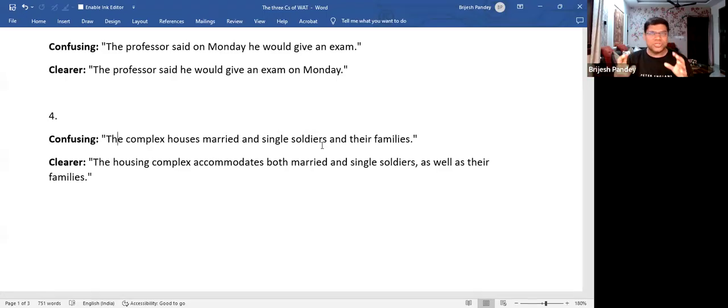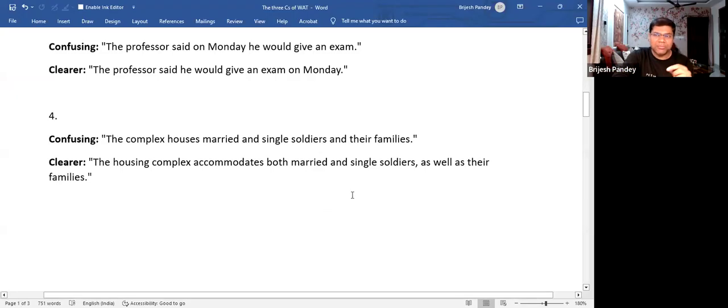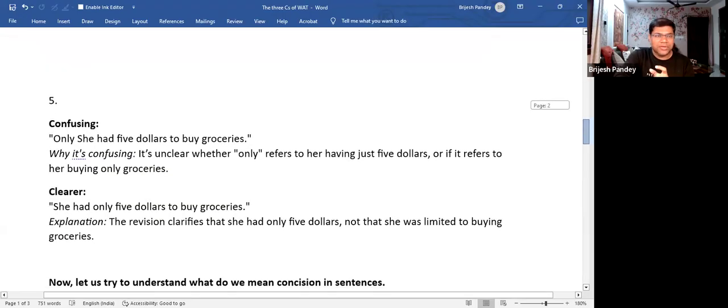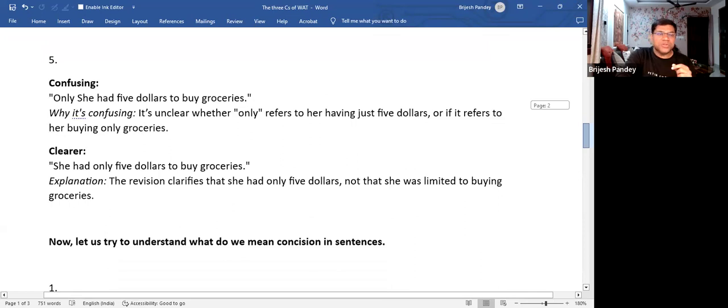So every sentence which is not very clear can have a better version of it. As you write your essays, you can try to find, is there a better way I can put the same sentence, or can I shorten the sentence? Here you have the fifth example. It says only she had $5 to buy groceries.